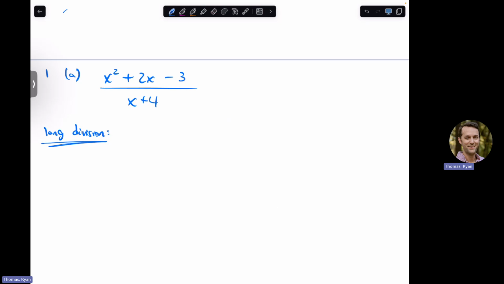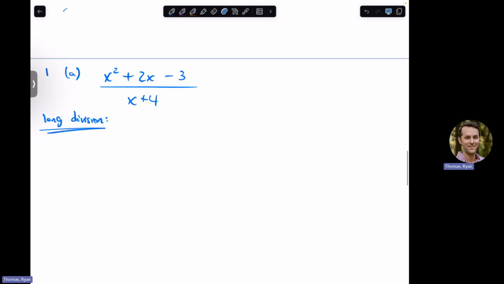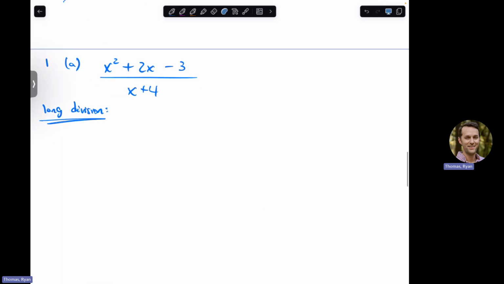So I'm going to do this by long division and by synthetic division. Again, they're pretty much interchangeable. Basically, you can do one anytime you can do the other. There's a little bit of a catch to that we'll talk about. But here's what this looks like by long division. So I want to divide x plus 4 into x squared plus 2x minus 3.